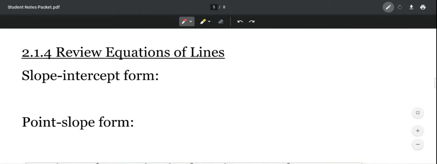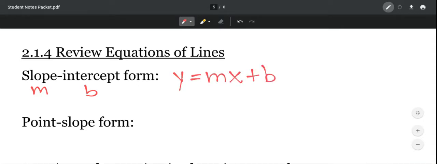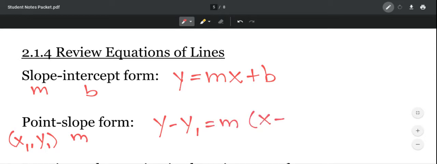Because we are graphing, you're going to see different forms. Slope-intercept form, remember slope is your m, your y-intercept is your b. So y equals mx plus b. That's probably the one you have remembered the most. Point slope. Slope is still m, but your point is x1, y1. Okay, so that's going to be your y minus y1 equals m times x minus x1.